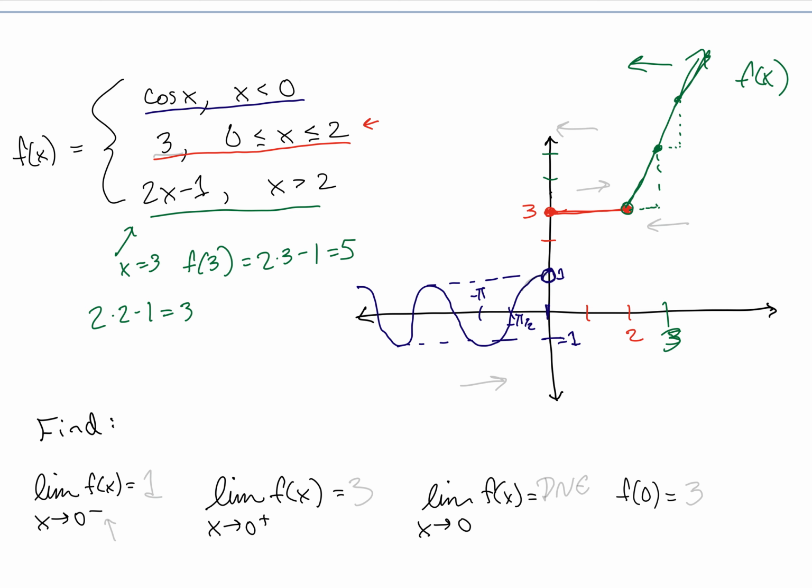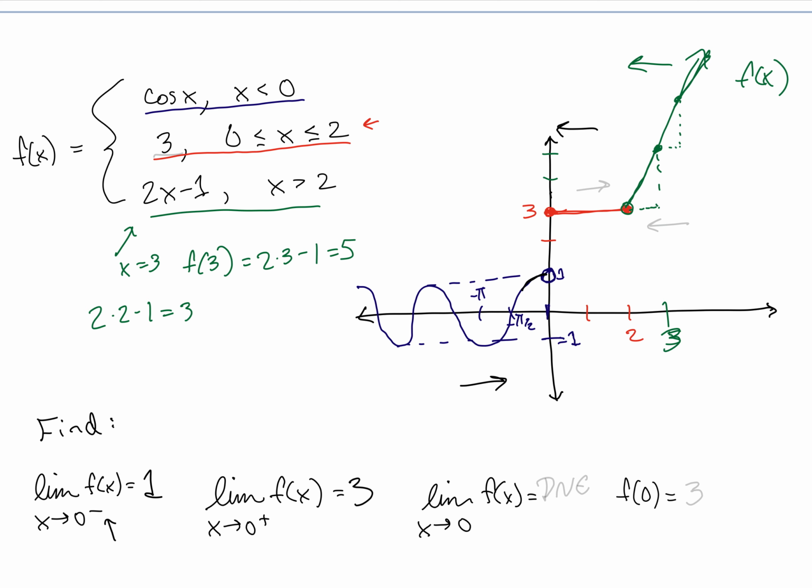And now let's think about the limits for this function. So as x approaches 0 from the left-hand side, signified by the negative superscript, we see that as x approaches 0 from the left, f of x is approaching a value of positive 1. Whereas as x approaches 0 from the right-hand side, the output of f of x is approaching a value of 3.